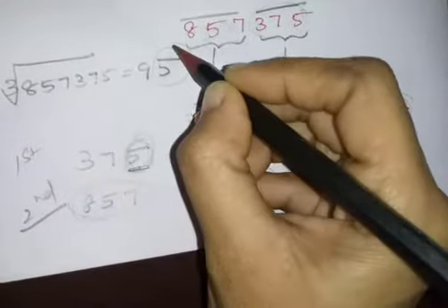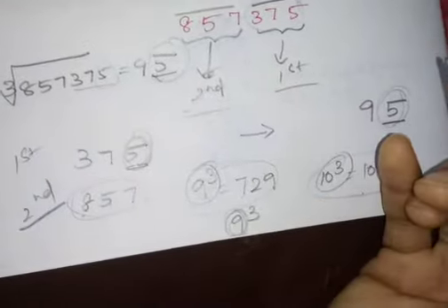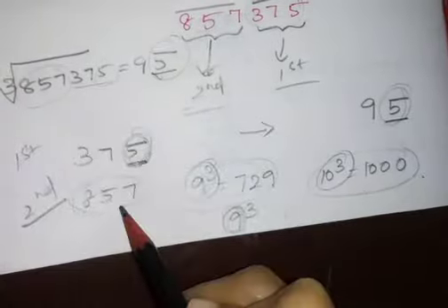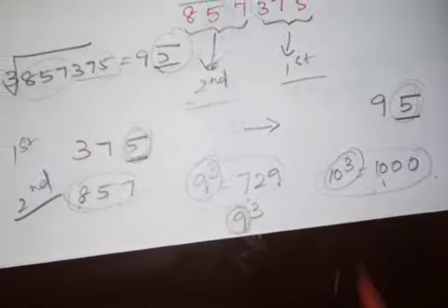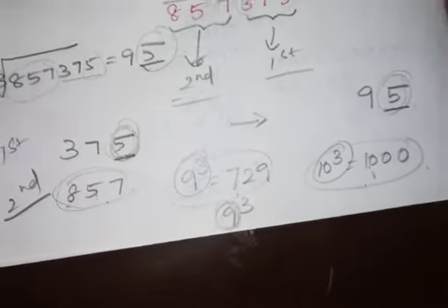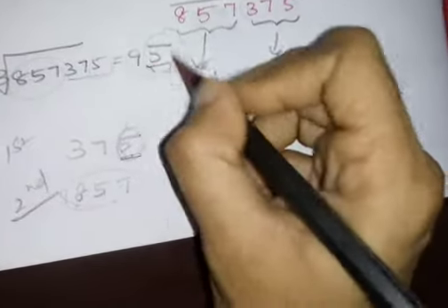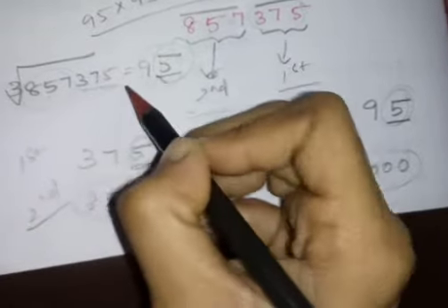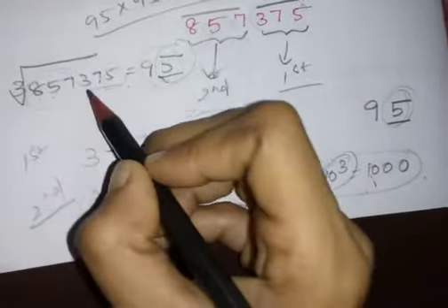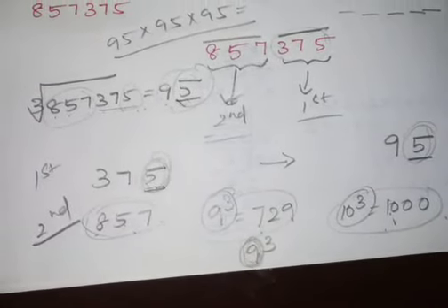How did I find this 5, children? Because the last digit of the first group is 5, so the last digit of the answer is also 5. Then in the second group I should find what two numbers it lies between. It lies between 9 cube and 10 cube. In 9 cube and 10 cube, which number is smaller? 9 cube. So you should take this number. So 9 will come as the second digit. So 95 cube, 95 into 95 into 95, if you multiply, you will get 857,375. So the cube root of 857,375 is 95. Understood? This is how you will find it, okay?